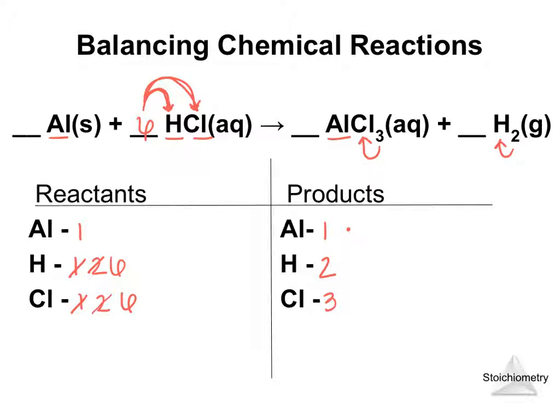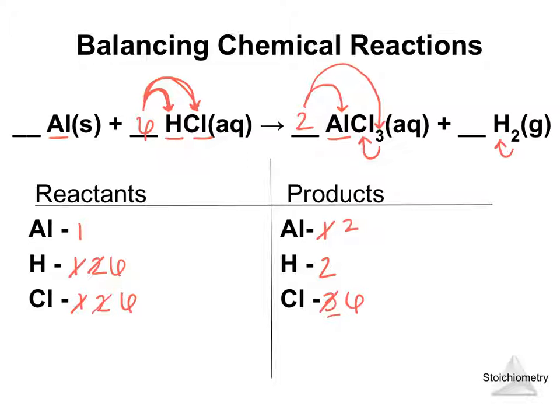So let's go back. Let's do the chlorine on the other side, and then we'll see if we can get hydrogen figured out. So I've got 6 chlorine on the reactants, 3 on the products. So 3 times 2. I'm going to put my 2 here. And then I'm going to recount. Now I have 2 aluminums, and I have 2 times 3 chlorines, which is 6. Okay, so I got my chlorines. Now my hydrogen and aluminum are off.